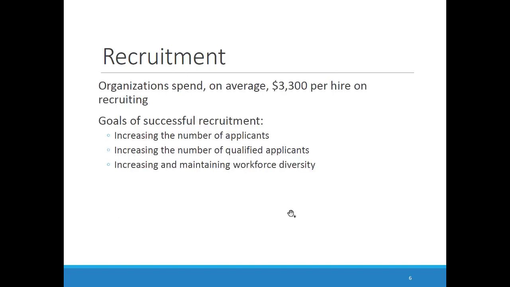Organizations spend on average $3,300 per hire on recruiting. And this is because they want to try to get the best possible people for the job. Obviously, this will depend on the job, so they're going to spend more money to recruit for jobs that are higher level and that require more expertise, and maybe less money for recruitment of entry-level positions, but still, it is a big investment that companies make.